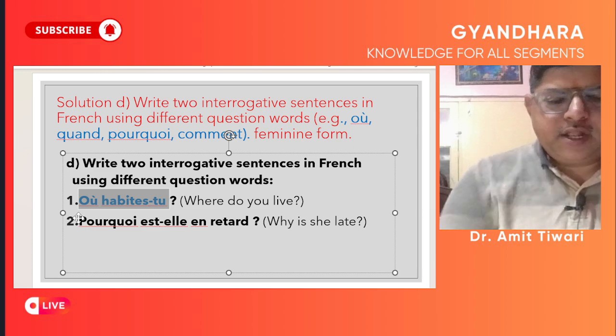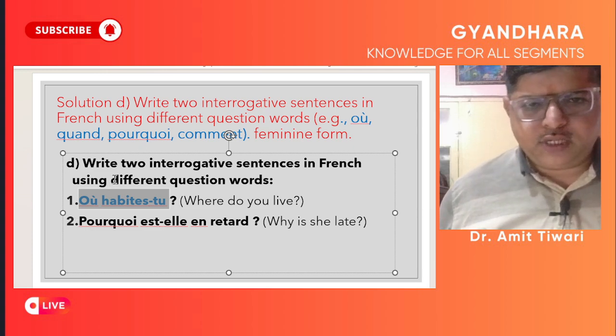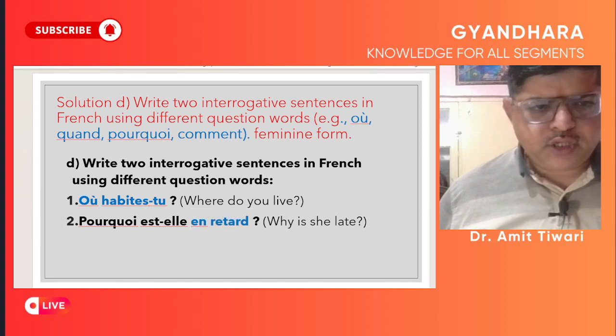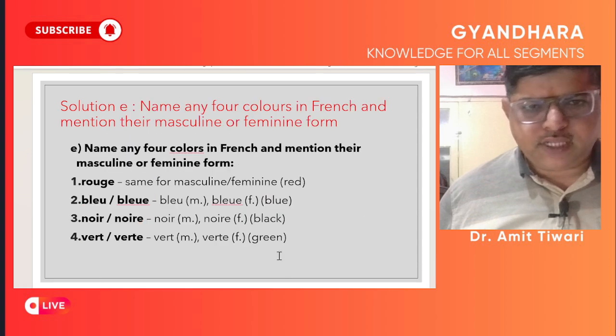The second sentence that I use is pourquoi est-elle en retard? Why is she late? En retard is late. Est-elle is she. Pourquoi is why. So why is she late is the answer, and that is the solution for question D of this exercise 1.